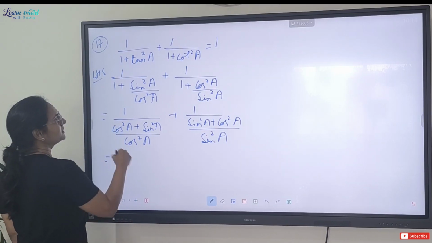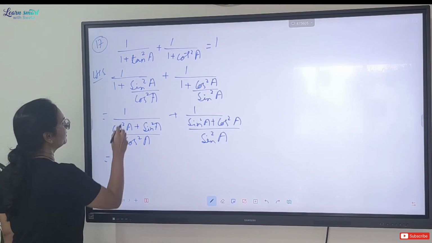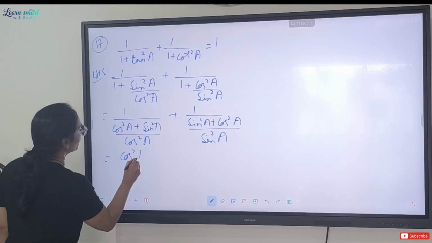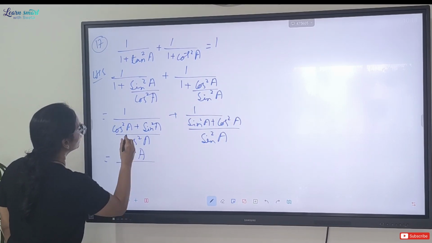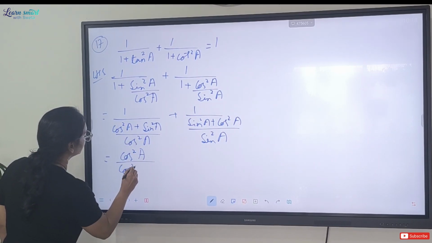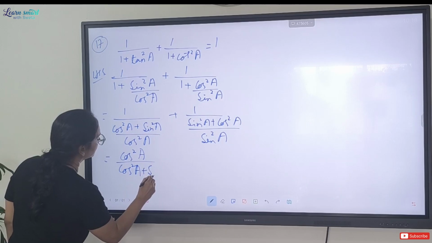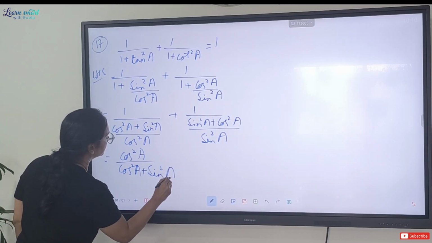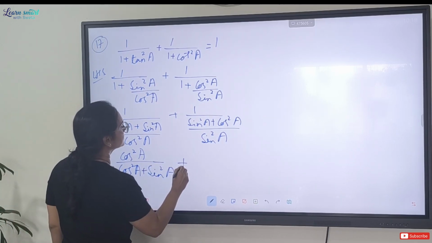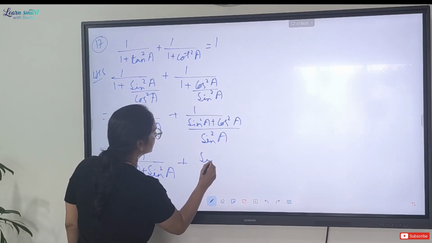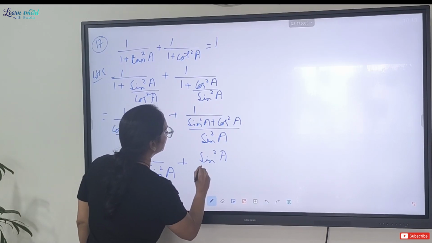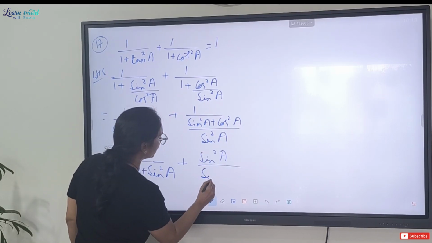Now what? Now just take the reciprocal. So we are simplifying this. We will get cos square A by (cos square A plus sin square A) plus sin square A by (sin square A plus cos square A).